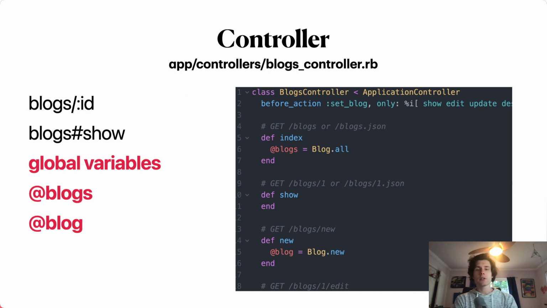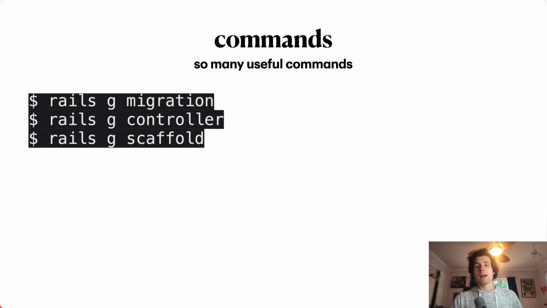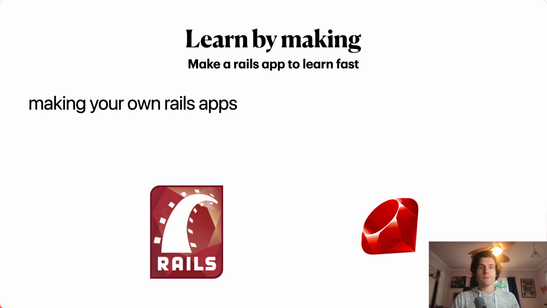Alright, and then the controller connects the model and the view by calling an action. It calls an action, does something with the model, and then serves up the data to the view, and the view renders it and shows it to the user. And those @ signs are like global variables. There's tons of useful commands that we're going to be running all the time to modify that database and to generate new views and controllers. Alright, let's get into it.